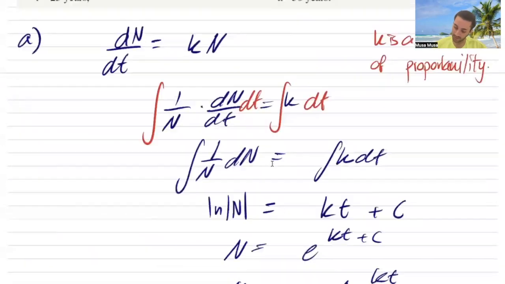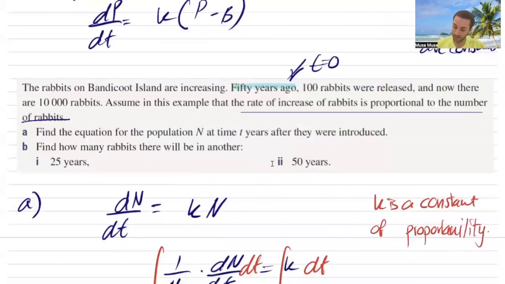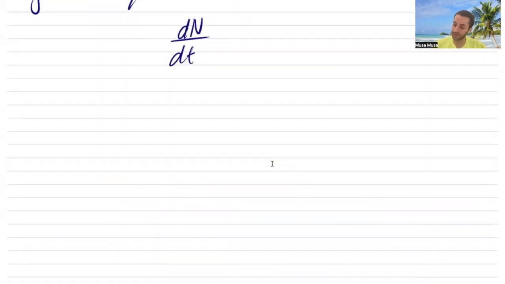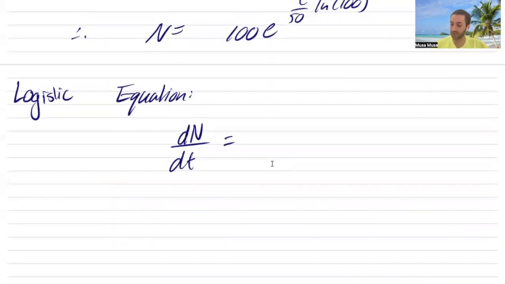Actually, you know what I'll do for this, just so I feel like I don't. In another 25 years, you let t equal 75, and here you let t equal 100. As long as you did that, then you should be good. So the logistic equation was given by this, dN/dt = kN(P − N).